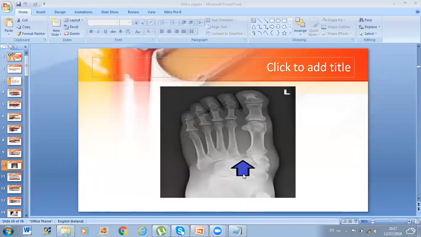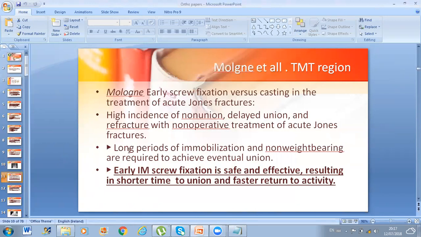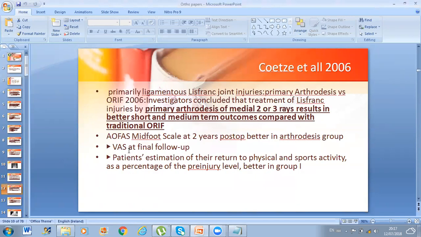So actually we have a problem with changing the screen. Okay. So Mologne et al., 2009, said that early intramedullary screw fixation is safe and effective, results in short time of union and faster return to activity. So in patients who are sport-related, Jones fracture should be fixed. It's better. They will go early for their sports activity.